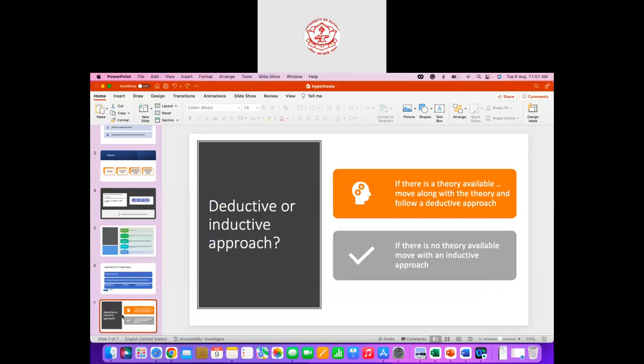Then there is a question: which approach can be adopted, deductive or inductive? The answer is very clear. If you have a theory, existing knowledge, existing theoretical underpinnings, you definitely move along with the deductive approach, and you should formulate a hypothesis based on theory. If you find that there is no theory available, you definitely move with the inductive approach, and at that time you can state a hypothesis based on the observation.